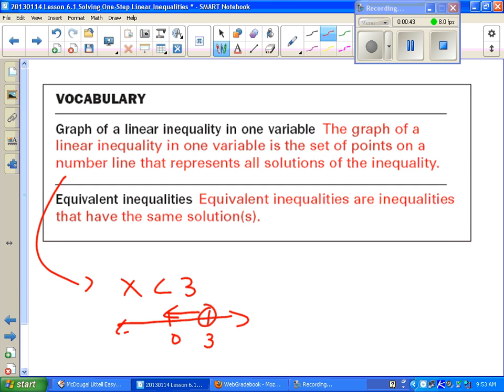Equivalent inequalities are inequalities that have the same solution. X is less than 3 is equivalent to 3 is greater than x. Those are equivalent. Notice they're written backwards, but they mean the exact same thing, where the point is pointing to the smaller number. Notice the point's pointing to x on both of them, and the bigger mouth is eating the bigger number. It's eating 3 for both of them.